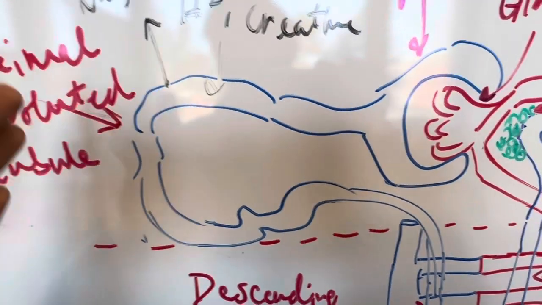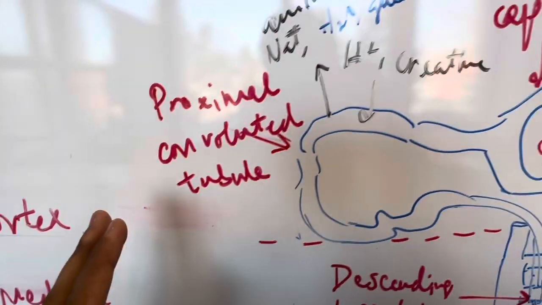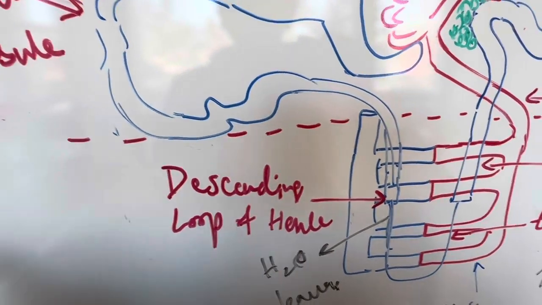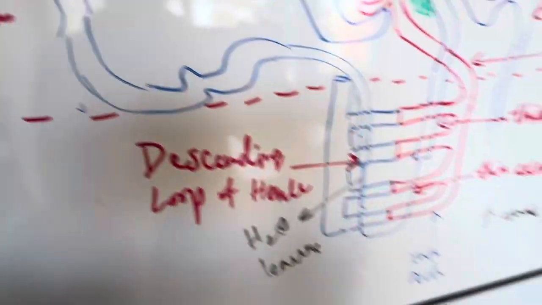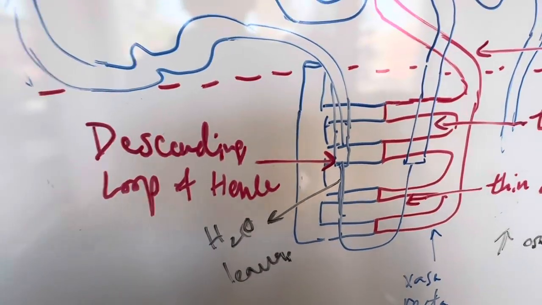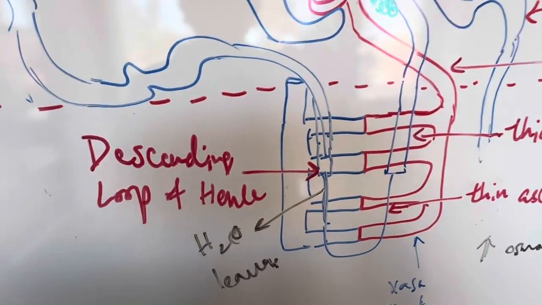So after that occurs, from the proximal convoluted tubule, which is located in the cortex of the kidney, we'll go down to the descending loop of Henle, and now we're in the medulla of the kidney. And at the descending loop of Henle, which is permeable to water, we're going to have water leaving.